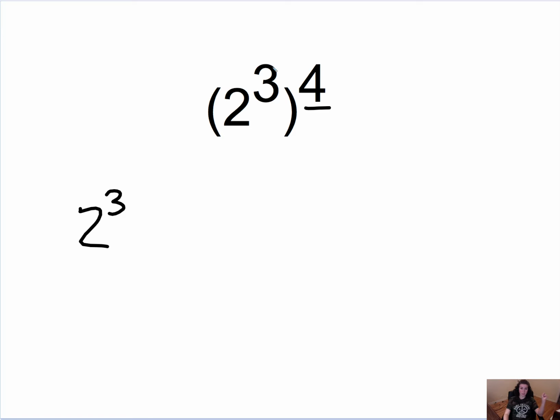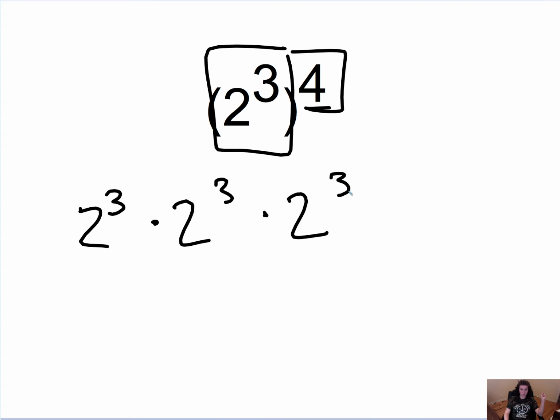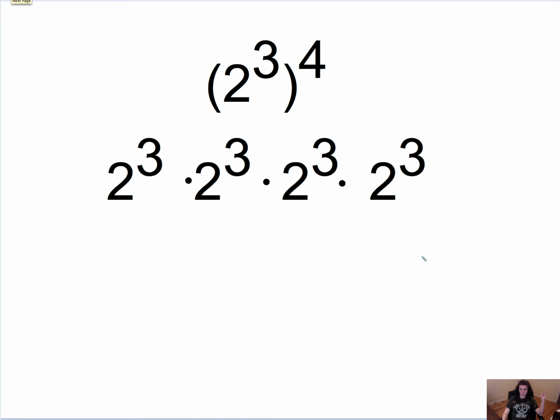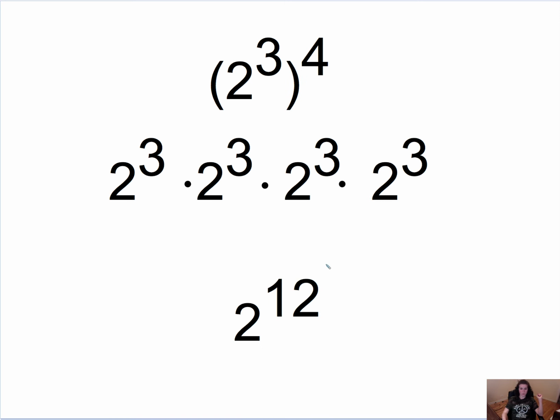Think about what an exponent means. It means you're taking this quantity and multiplying it by itself 4 times. So 2 to the 3rd times 2 to the 3rd times 2 to the 3rd times 2 to the 3rd, 4 times, which is what I put right here. Now you know how to do this because this is the same thing we did in the last part. If you are multiplying powers with the same base, they all have a base of 2, all you do is add the exponents. So your base stays the same, which is a 2, and then you add 3 plus 3 plus 3 plus 3, and you get 2 to the 12th power.